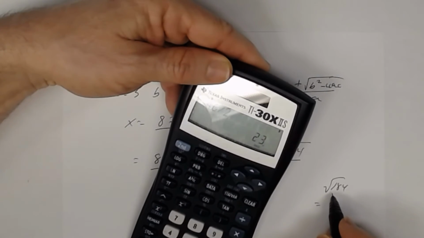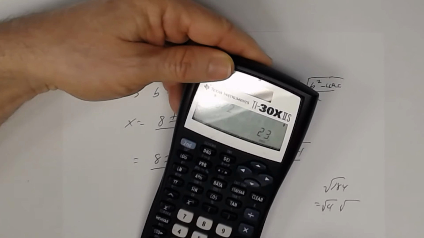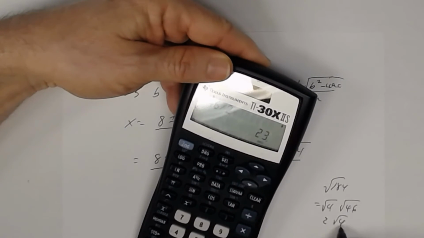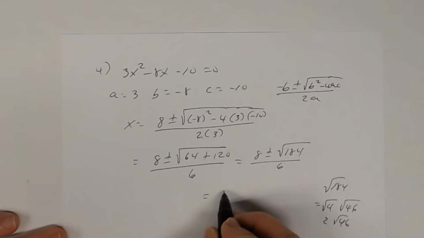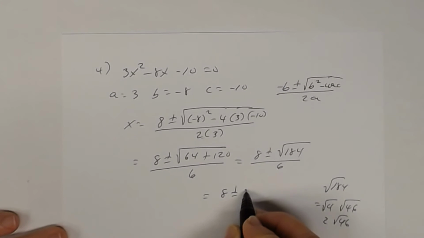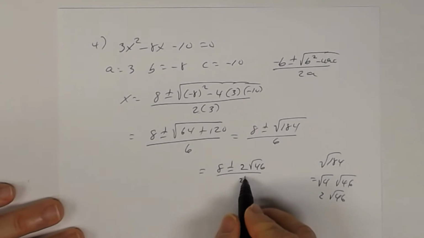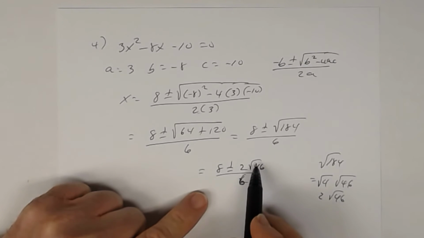So the square root of 184 I can write as the square root of 4 times the square root of 46. And the square root of 4 is 2, so you get 2 square root of 46. So that's going to go here. So watch what happens now. 8 plus or minus 2 square root of 46 divided by 6. Now you see how I still have that square root symbol here.